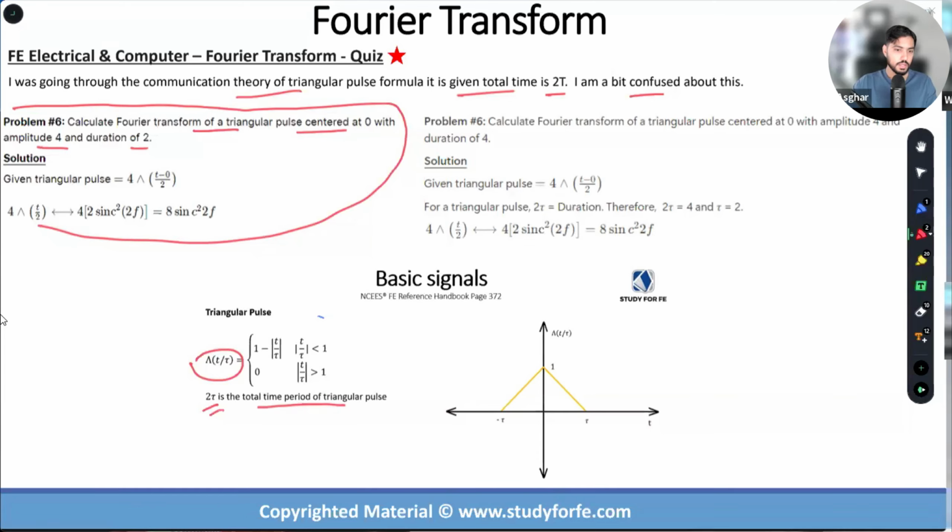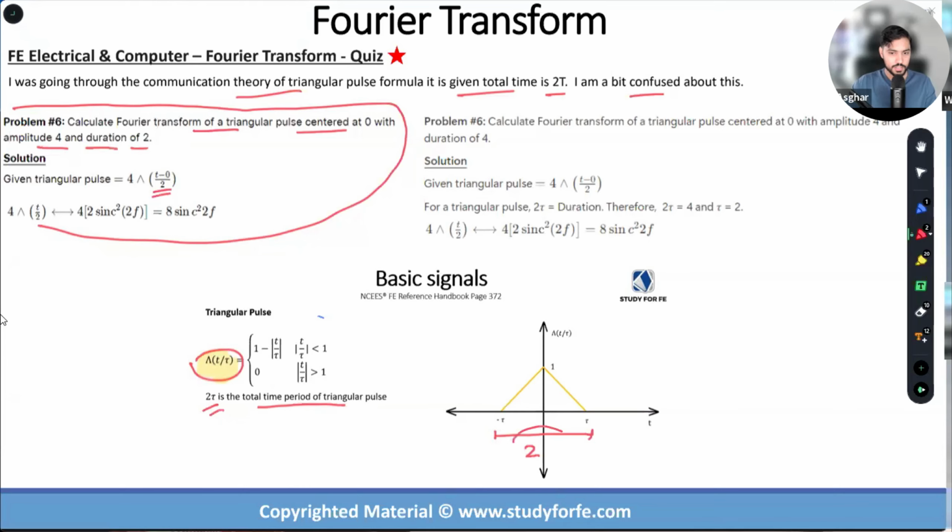Now here's the thing. The question says that the duration of the triangular pulse is 2. So that basically means that from here to here, it is 2. Correct? So what should be the value of tau? For triangular pulse, just like the rectangular pulse, tau itself ends up in the denominator. Should it be 2 or should it be 1 or 4? Are you guys following me?